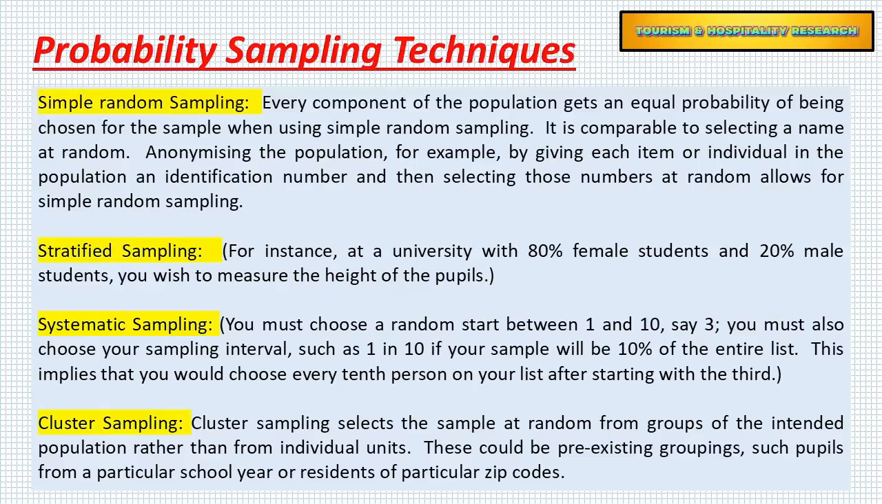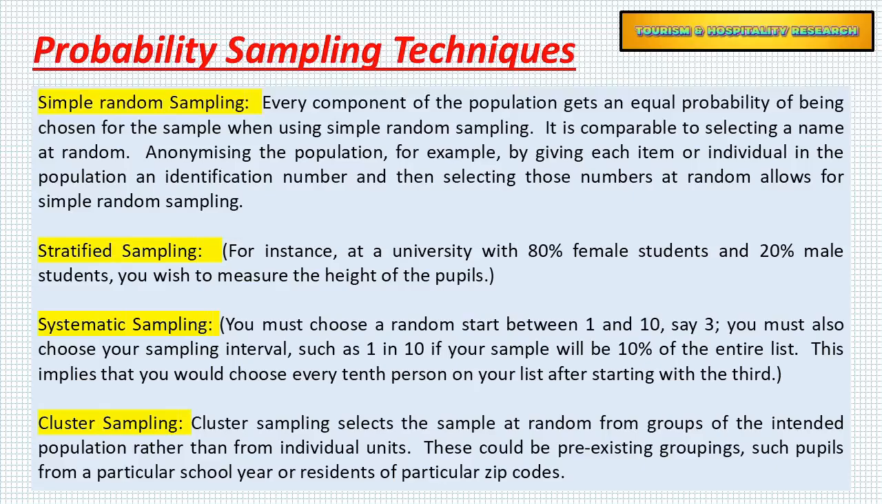And out of these two strata, which I have classified on gender, I'll take 80% female students and 20% male students. That means if there are 100 students in the female group and 100 in the male stratum, I'll take 80 female students from the female stratum and 20 male students from the male stratum.